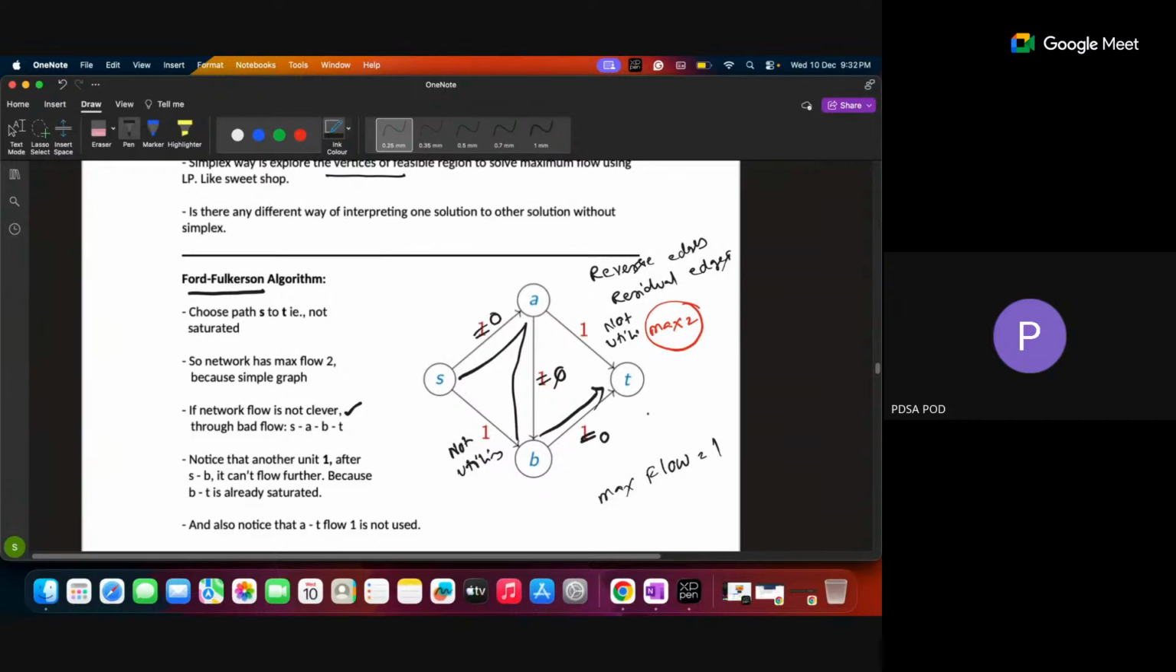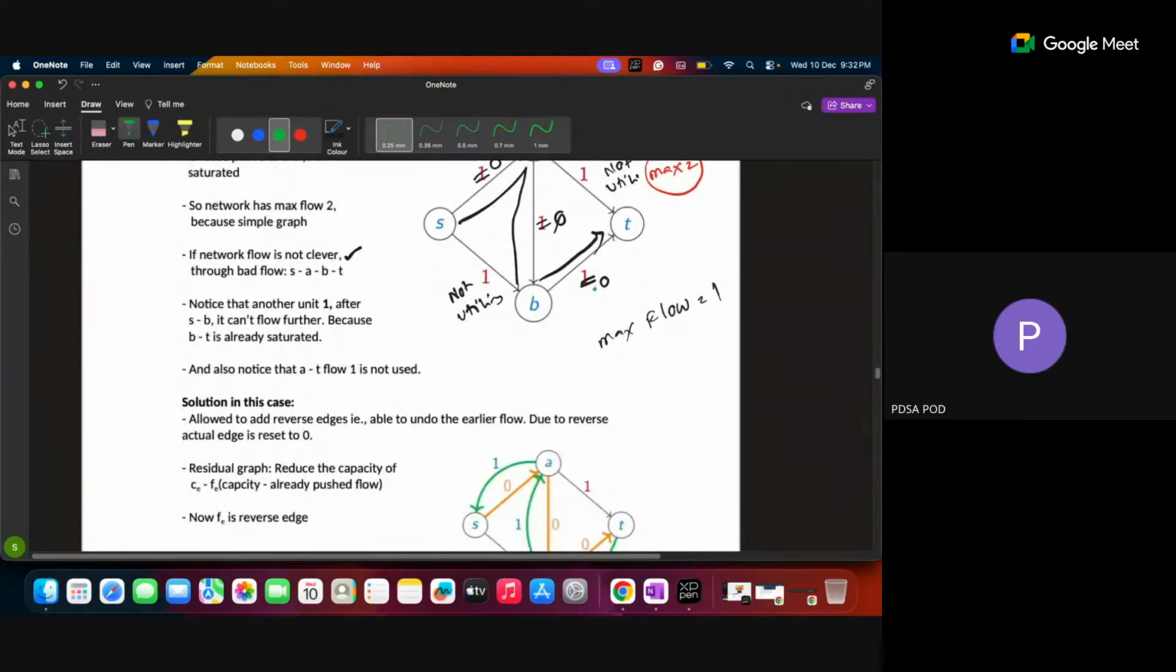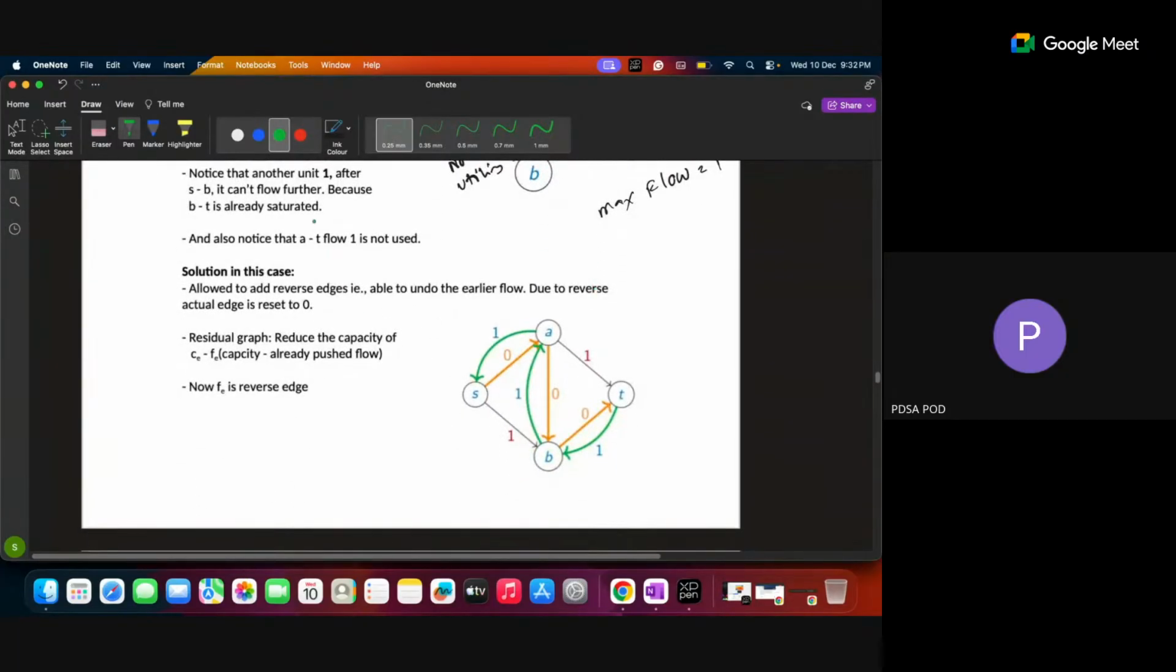How to overcome that? Using residual edges, or what you can say reverse edges, we are using. Even with the bad flow you have chosen, you can utilize the maximum flow. How is it? This is the way. It is allowed to add the reverse edge, which is able to undo that earlier flow. Due to the reverse edge, it becomes 0.